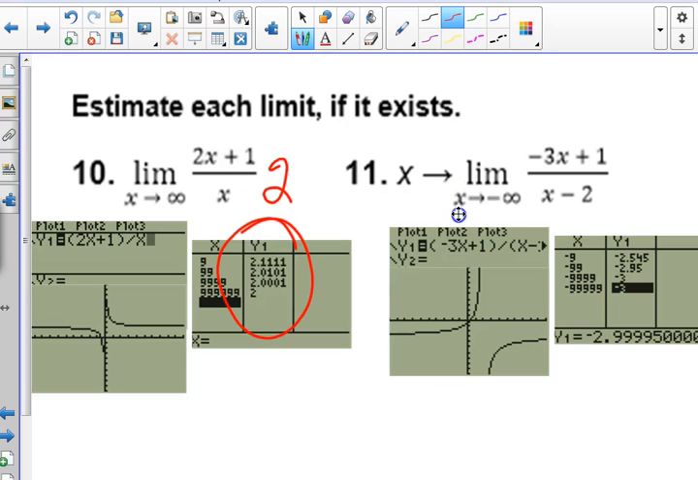Okay, what's different about 11? A left-hand limit, so I got to put in, well, it's not actually, it's approaching negative infinity. It's the left end behavior, okay? When I put it in, I had to put parentheses around the top and the bottom. I put in negative numbers getting more and more negative, and what did it approach?